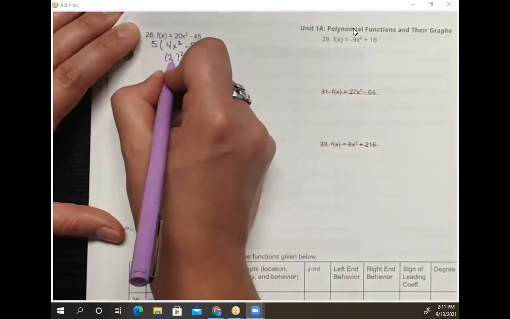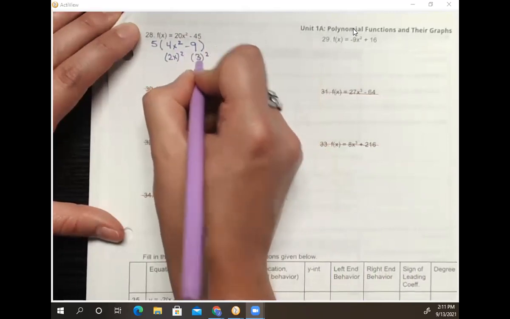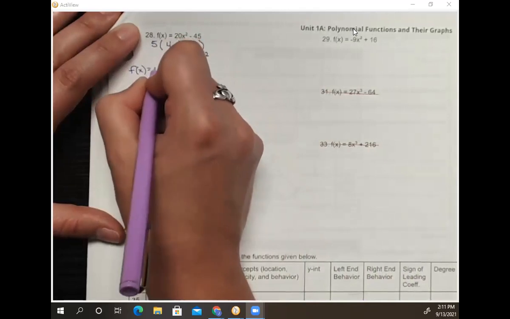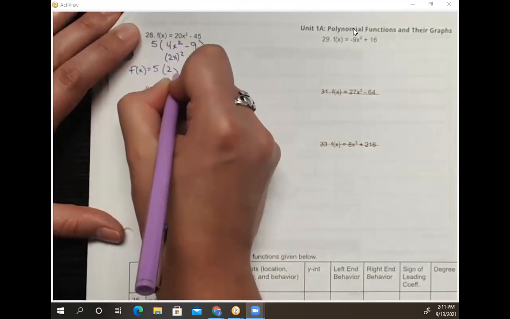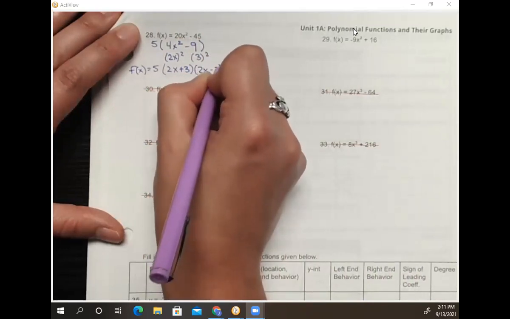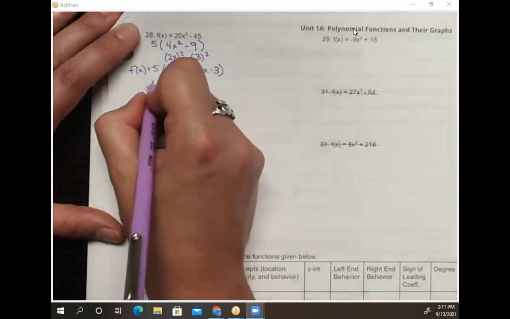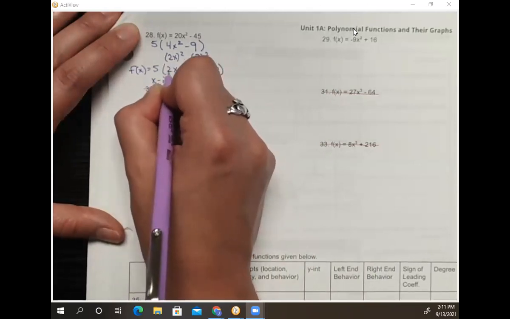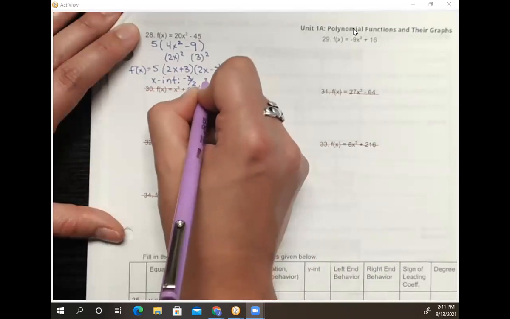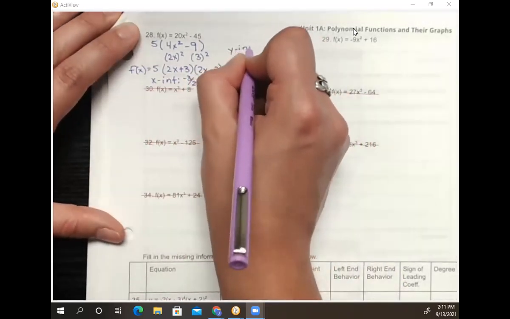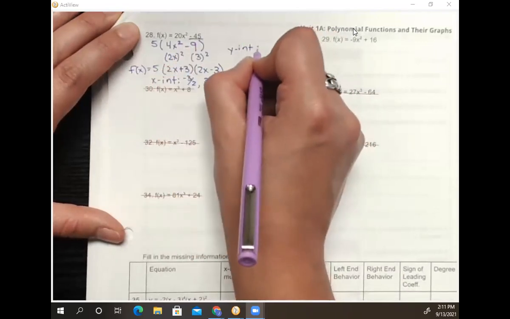To get 4, I would square 2. To get x^2, I would square x. To get 9, I would square 3. So my factored form here would be 5(2x + 3)(2x - 3). My x-intercepts would be -3/2 and +3/2. My y-intercept is -45.